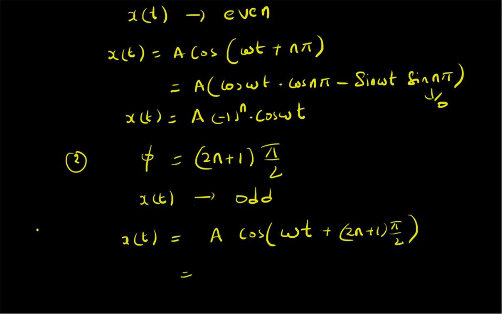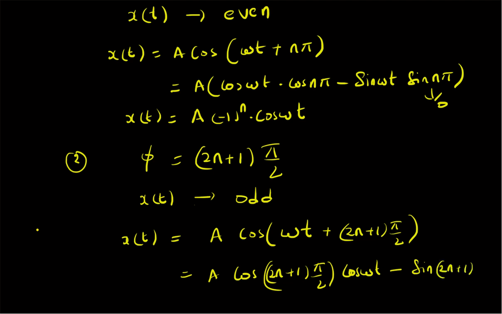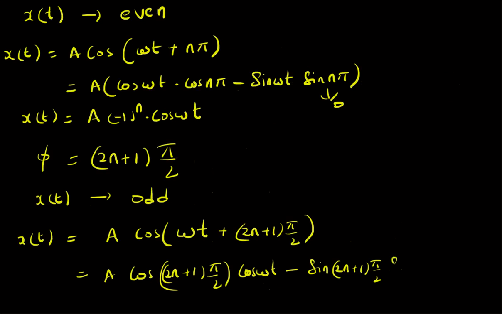In this case, using cos of a plus b, the first term becomes 0, that is a times cos of 2n plus 1 into pi by 2, which is always 0, multiplied by cos of omega t, so it doesn't really matter, it's still 0, and then minus sine of 2n plus 1 into pi by 2 multiplied by sine of omega t. Depending on the value, this sine is usually minus 1 or plus 1. So irrespective of the value of sine of 2n plus 1 pi by 2, sine of omega t is always odd. So when you multiply a constant to this odd signal, you still get an odd signal.